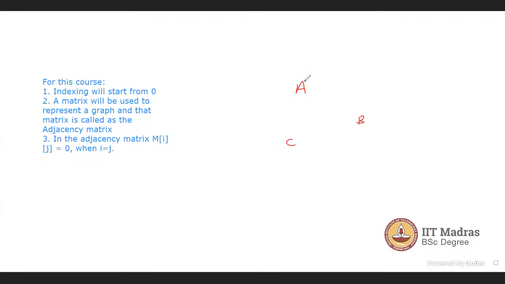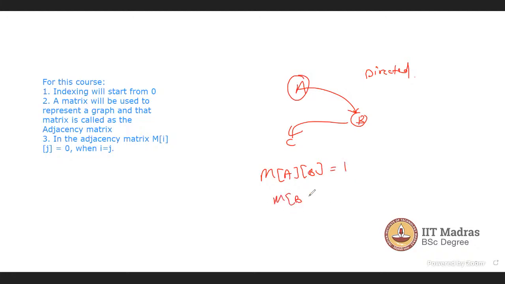To explain in a simple way, suppose there are three members and A is good in something, so A can teach B. I'm using an arrow to mean A can teach B, not B can teach A. The arrow means this is directed. And B can teach C. So should M of A, B be 1 or 0? One. M of B, A? Zero.